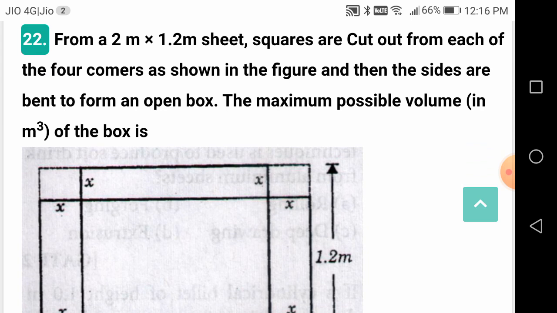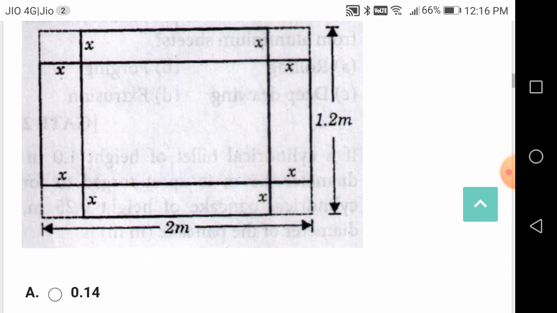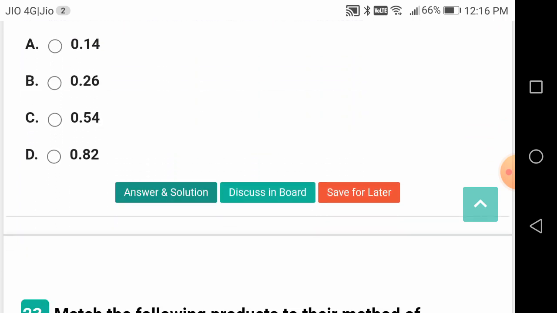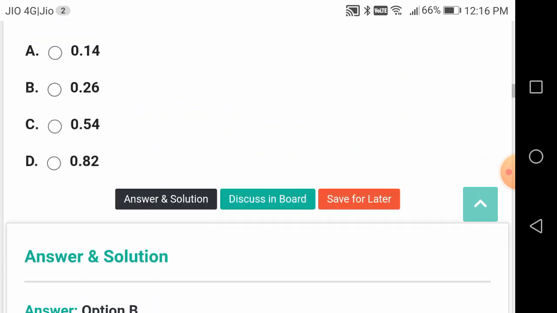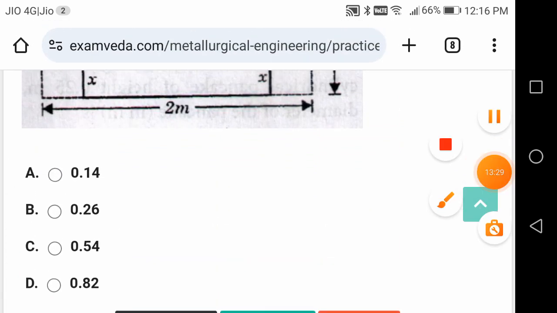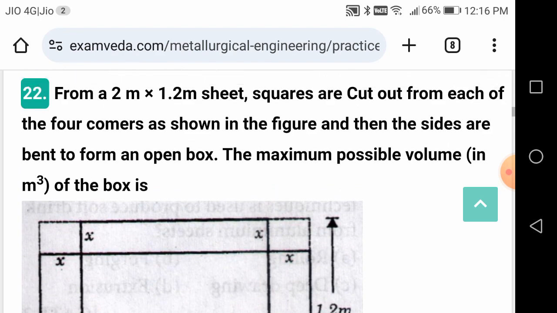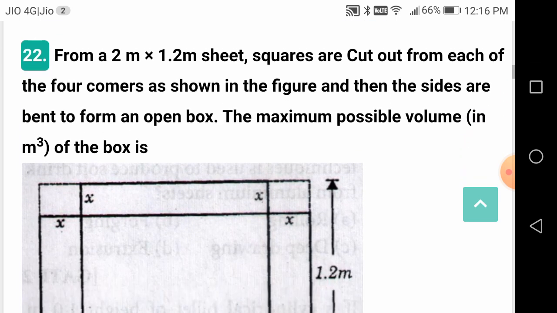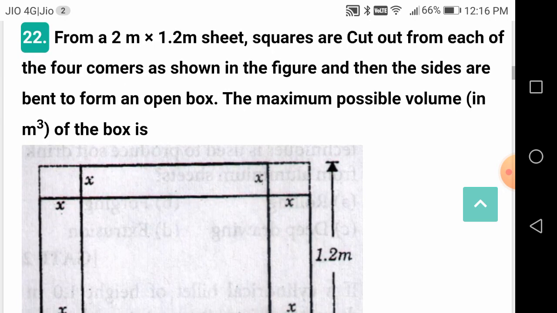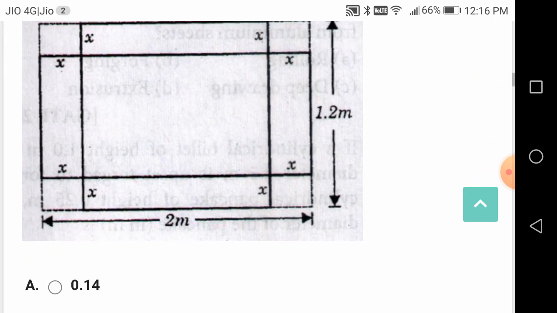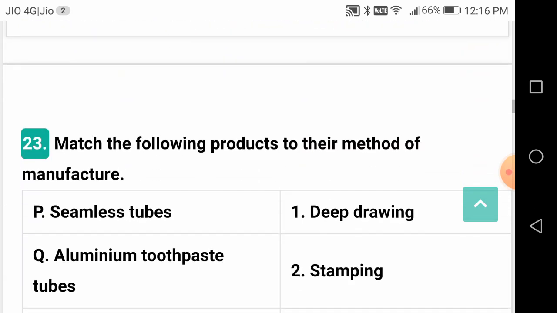From a 2 meters by 1.2 m sheet, squares are cut from each of the 4 corners as shown in the figure. Then the sides are bent to form an open box. What is the maximum possible volume? So here, friends, it is not given anyhow. Let us check. It is 0.26. A specific formula must be there.